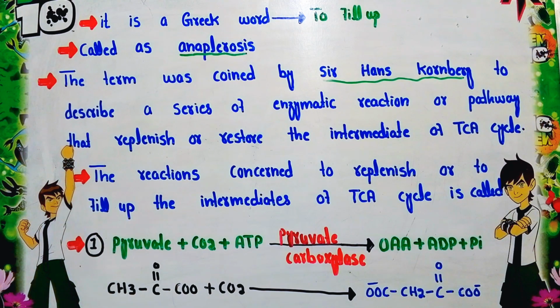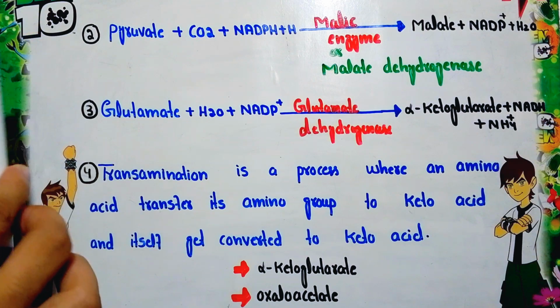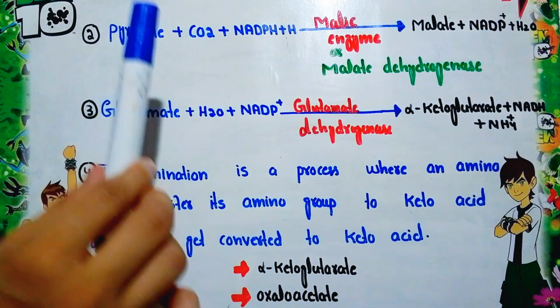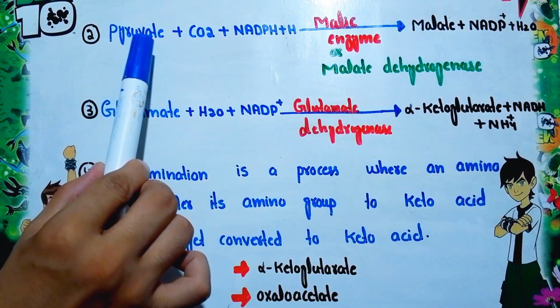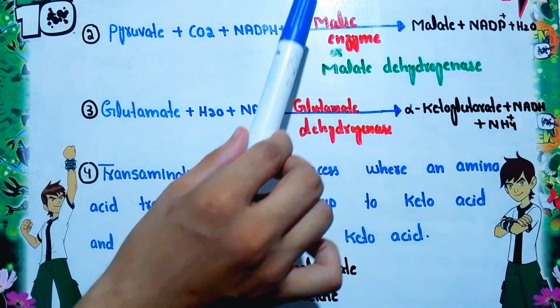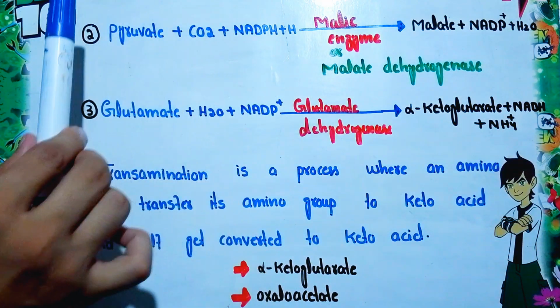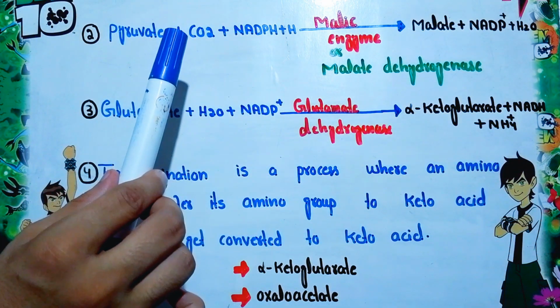This type of reaction mainly occurs in animals. Now look, see here the second anaplerotic reaction of the TCA cycle. Here another intermediate is replenished. So look at this anaplerotic reaction. In this reaction, pyruvate will combine with carbon dioxide. Here the malic enzyme is mainly responsible for this combination of the pyruvate with the carbon dioxide.